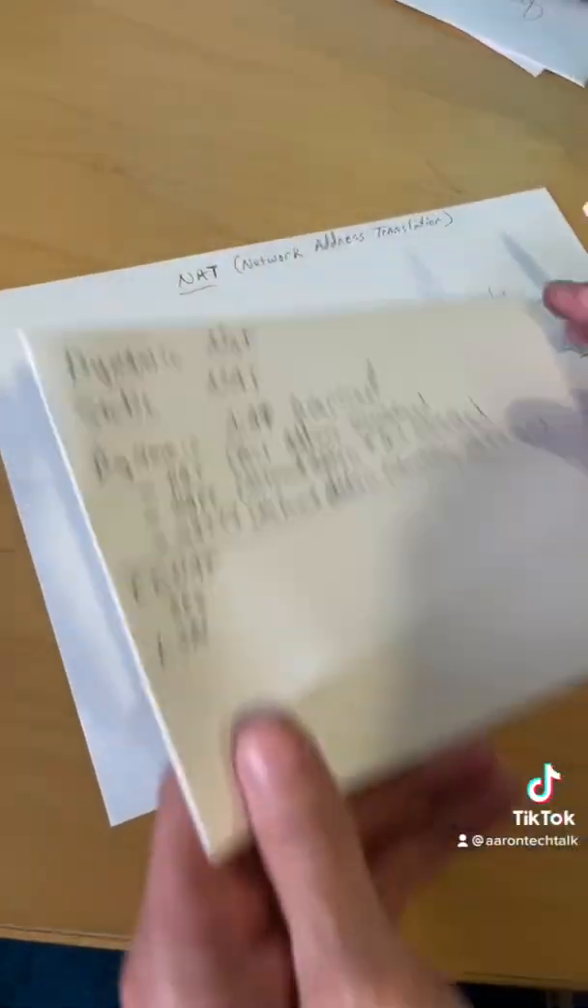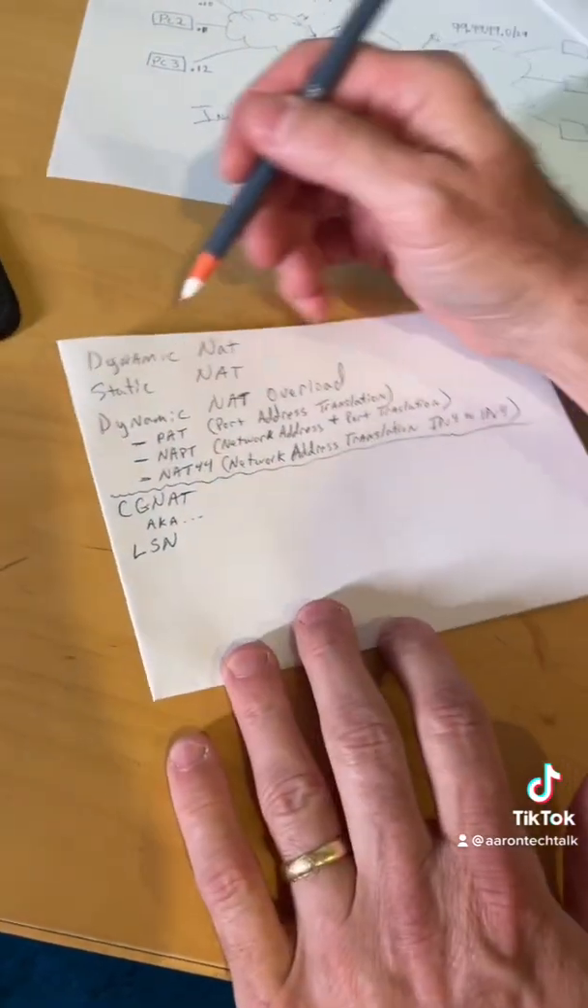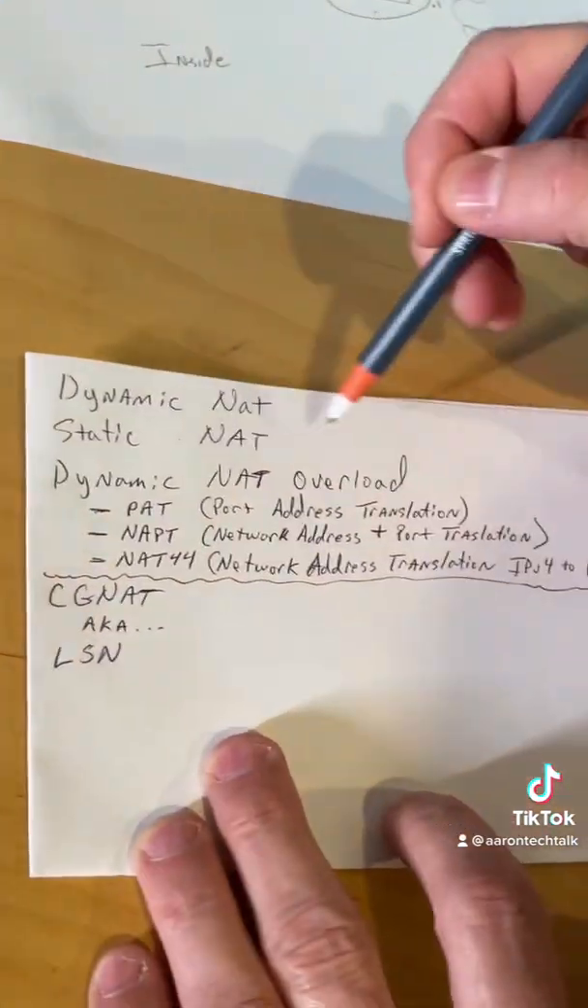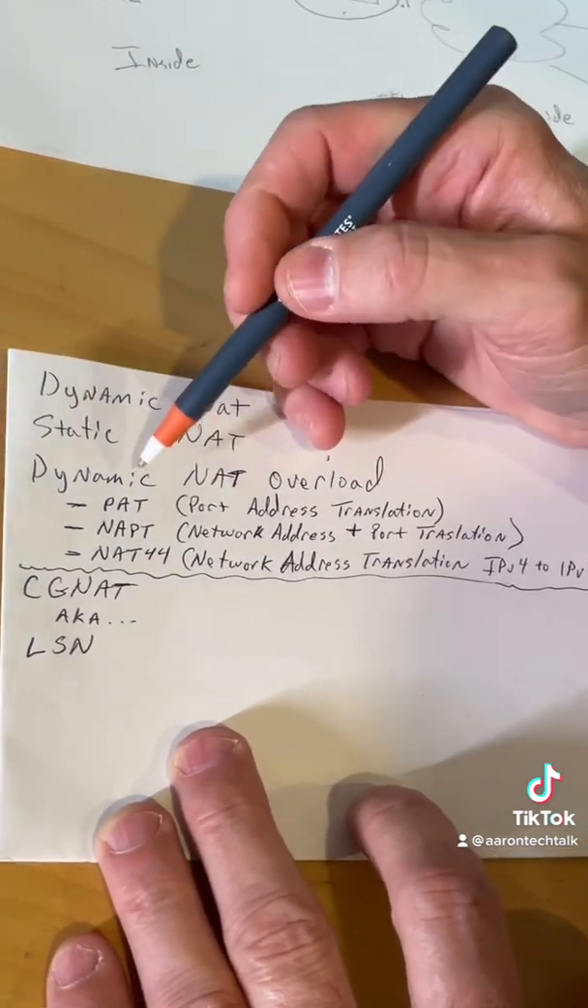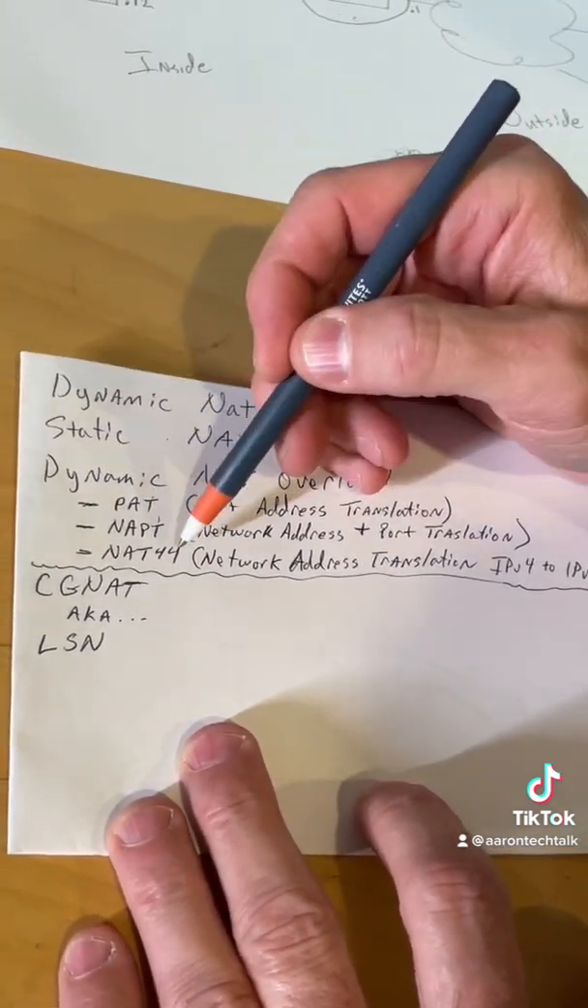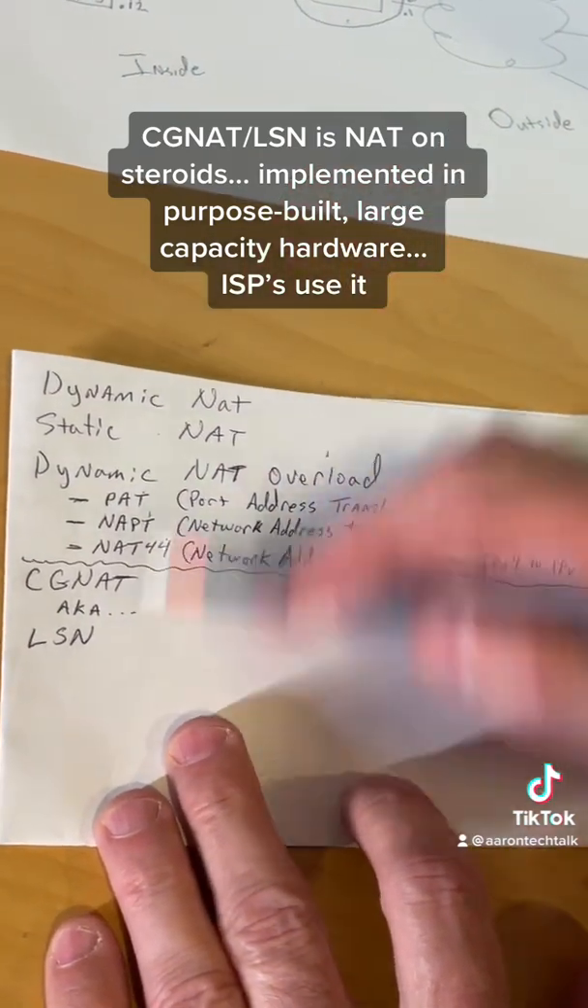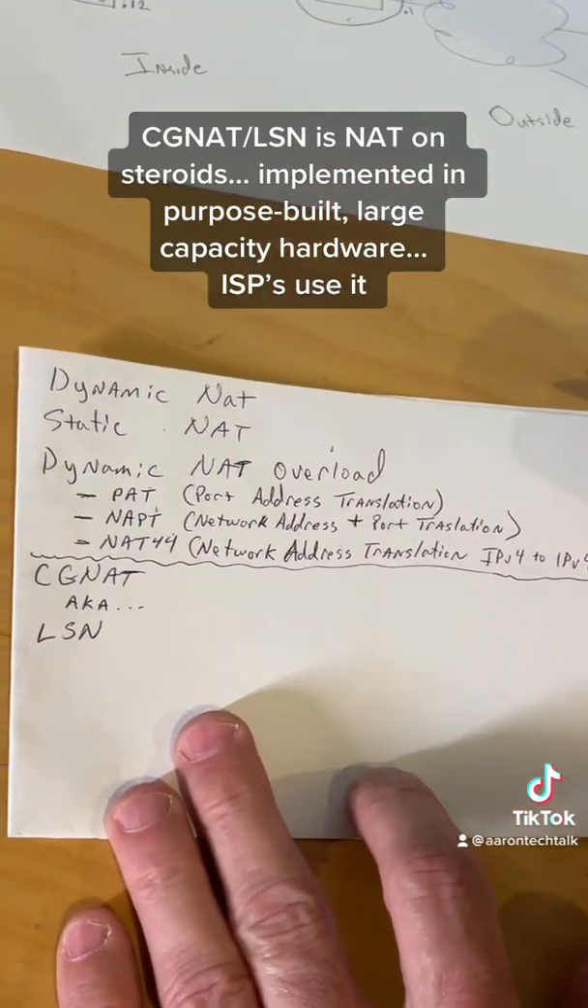So with all this in mind, there's a lot of different kinds of NAT. You have dynamic NAT, static NAT, dynamic NAT overload, which is also known as PAT or NAPT or NAT44. And then you also have CGNAT and LSN. Lots of terminology that goes with NAT.